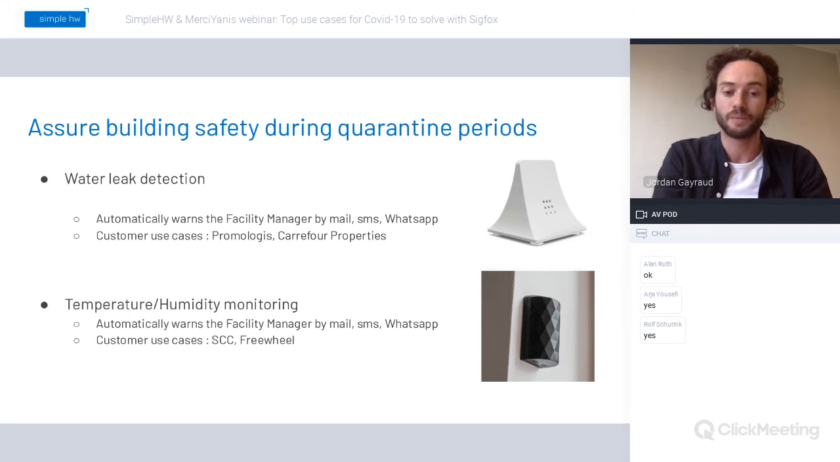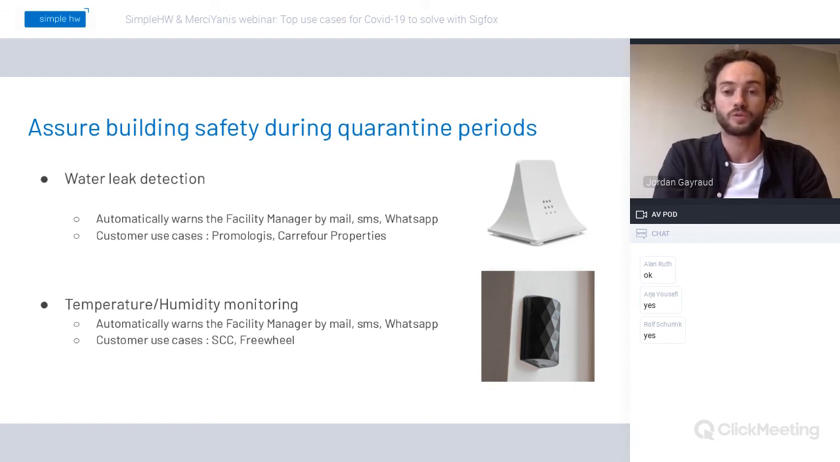The second use case is temperature and humidity monitoring. This is with a new sensor provided by SimpleHW called SimpleMeter. It detects temperature and humidity in the space where you put it. Same use case: we automatically warn the facility manager as soon as the incident happens. The incident can be too much heat, too much cold, or too much humidity.